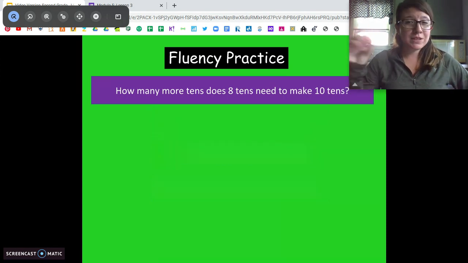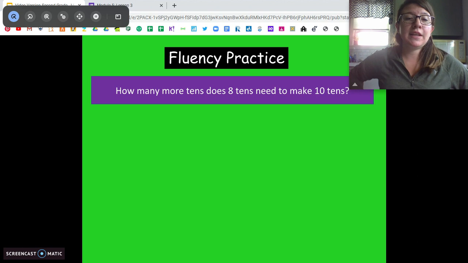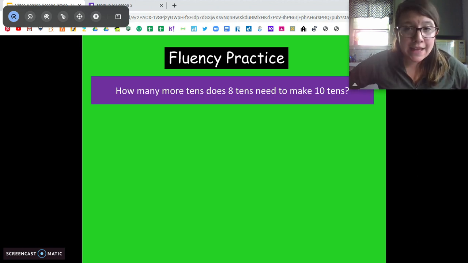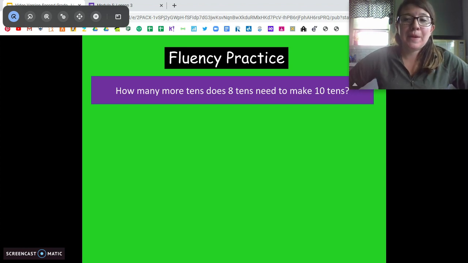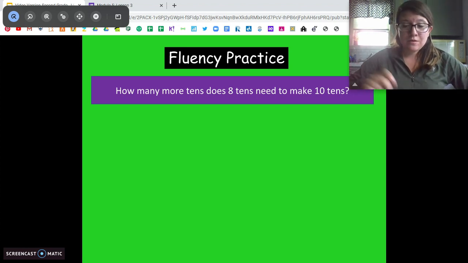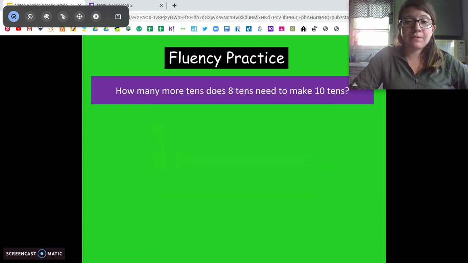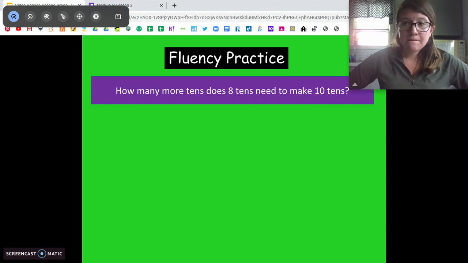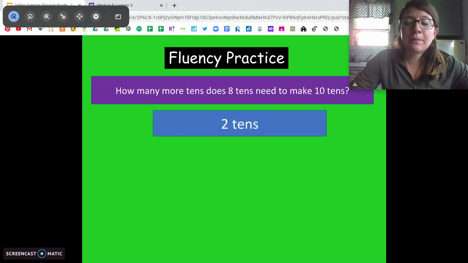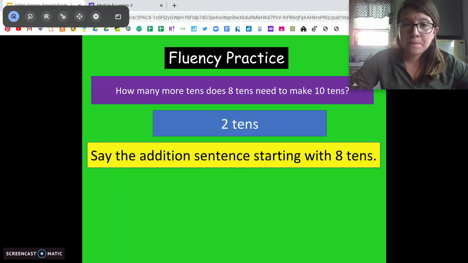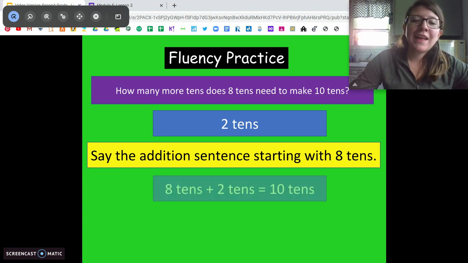Very good. All right, this one's similar but a little bit different, so listen carefully. How many more tens does 8 tens need to make 10 tens? So in this problem, we were talking about ones. Now we're talking about tens. How many more tens does 8 tens need to make 10 tens? Good. Same idea. 2 tens. Now I want you to tell me that addition sentence. Good. 8 tens plus 2 tens equals 10 tens.